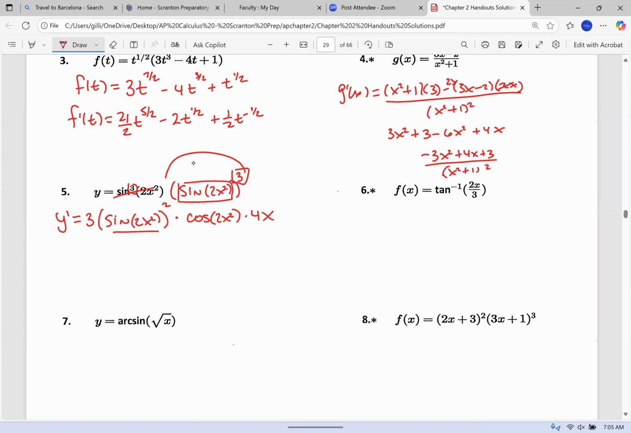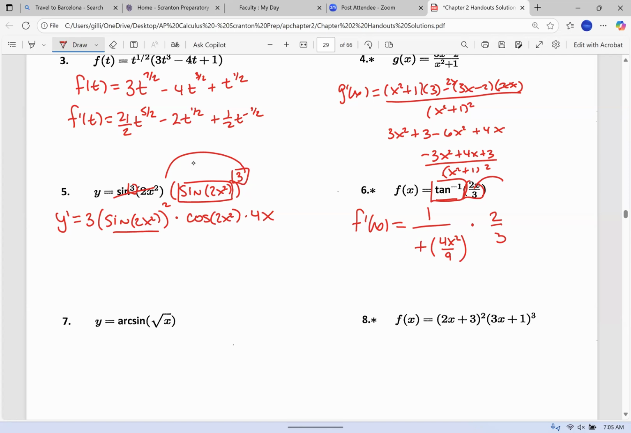Over here in number 6, it's tangent inverse. So f prime of x, the derivative of the outside is 1 over 1 plus the inside squared, which would be 4x squared over 9, times the derivative of that inside, which is just 2/3. And once again in these, you've got to get a common denominator. So I'm going to make that 1 a 9 over a 9.